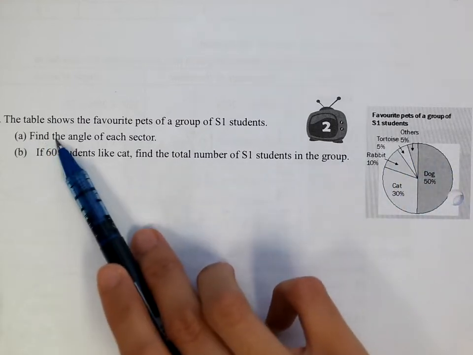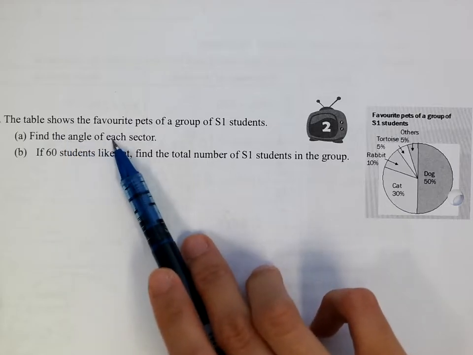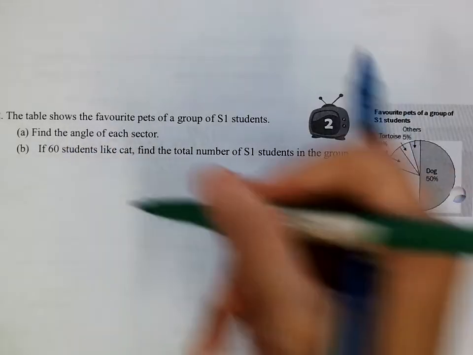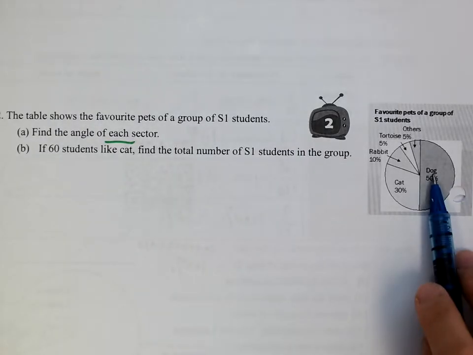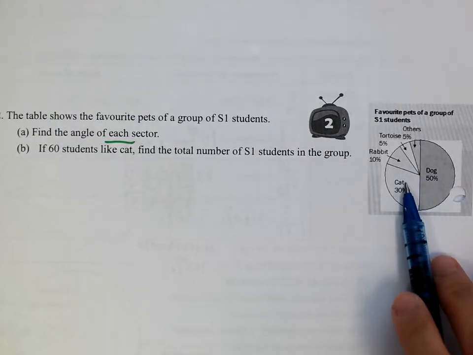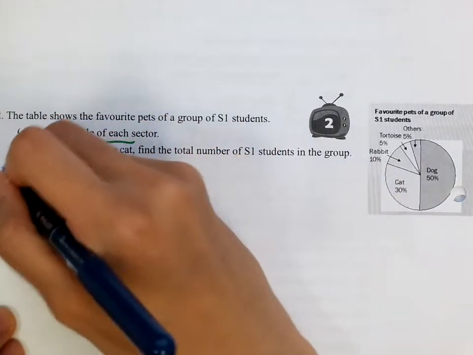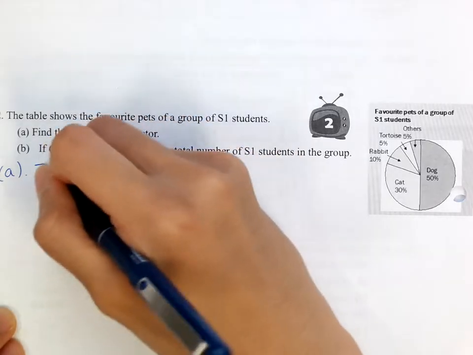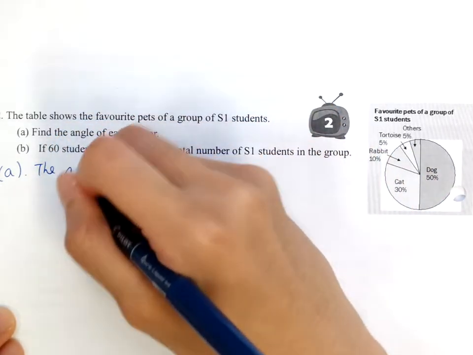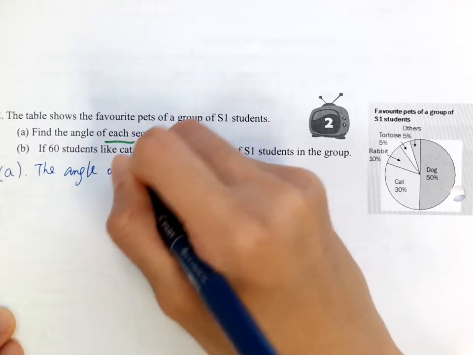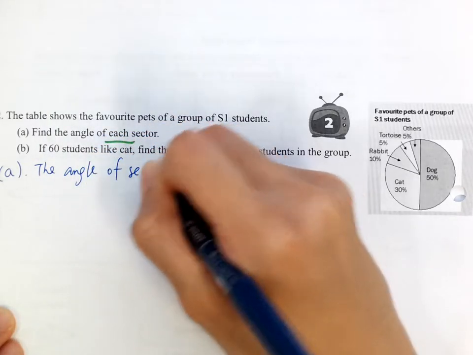So in part A, find the angle of each theta. Okay, so for the dog you have to find the angle of theta. For the cat you also need to find the angles, and so on. So let's write it down. So maybe let's begin with the dog. The angle of theta dog.